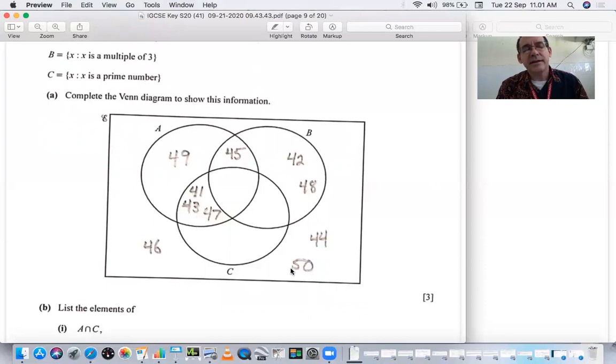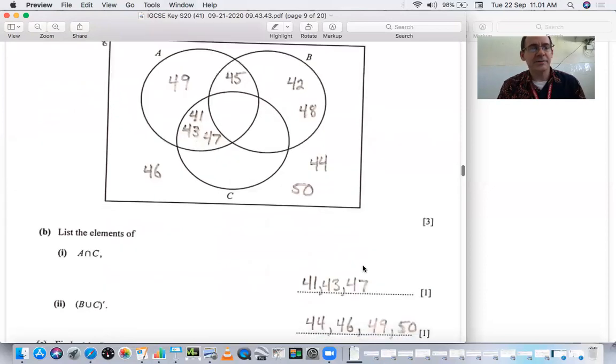And then here is 50. 50, remember 49 is divisible by 7, 7 times 7, so it's not prime. 50 is not divisible by 3. It's not odd, and it's not prime. So here's all the placement of your numbers.